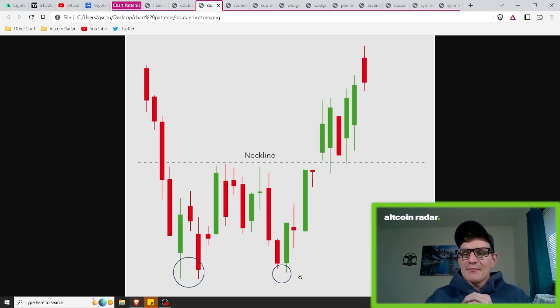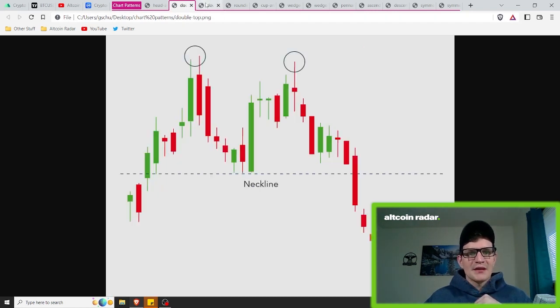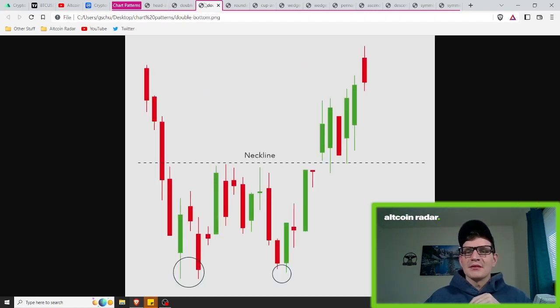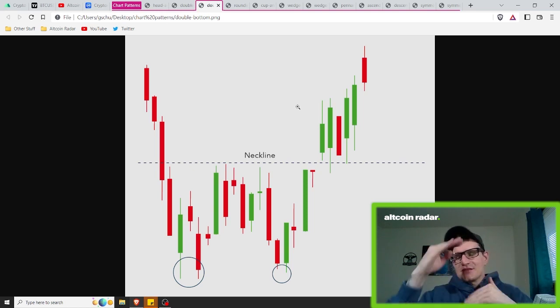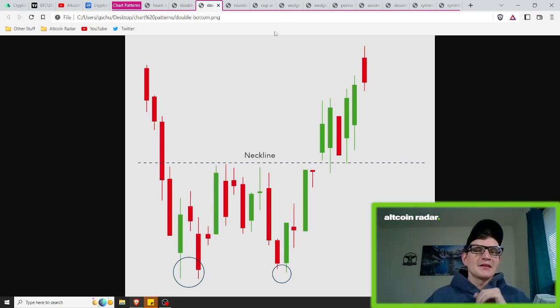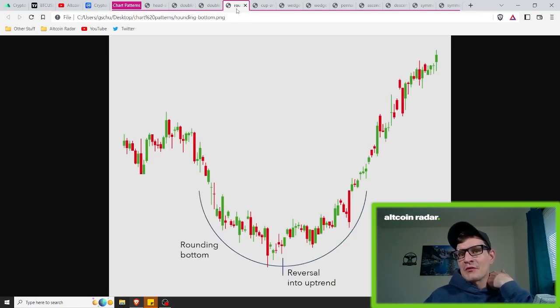And that's pretty much it for the double bottom, you guys. So as you guys can clearly see, double top and double bottom are pretty much the same thing. They're just reversed, all right? So guys, next up, we've got something a little bit different. That's called the rounding bottom, okay?